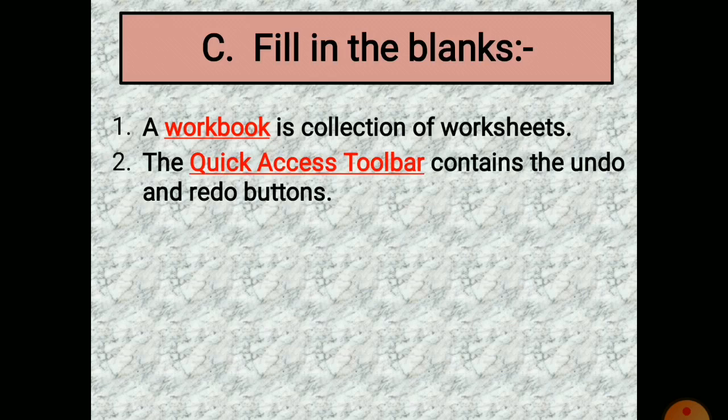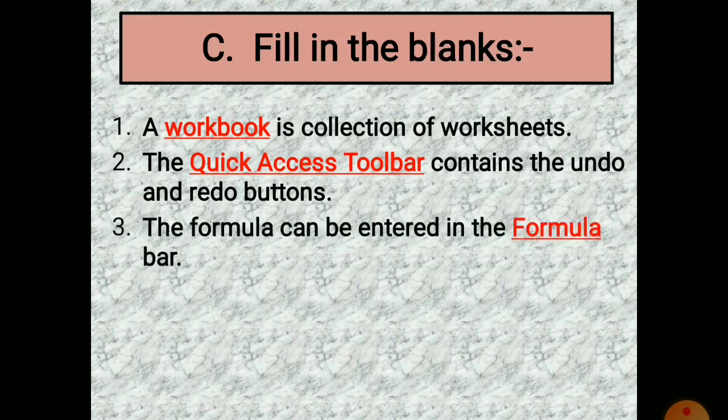Second one, the dash contains the undo and redo button. What contains undo and redo button? Quick access toolbar. Okay, quick access toolbar contains undo and redo button. The formula can be entered in the dash bar. Student, because here it is mentioned bar, so we will write formula bar. The formula can be entered in the formula bar, although we can enter formula in cell also. So remember that formula can be entered in cell as well as in formula bar. But if it is mentioned clearly dash bar, so you will write formula bar.